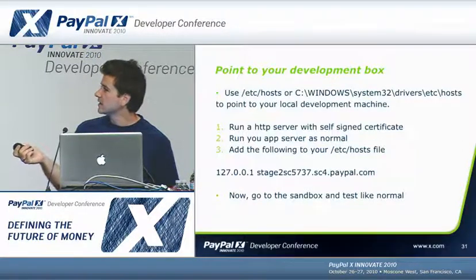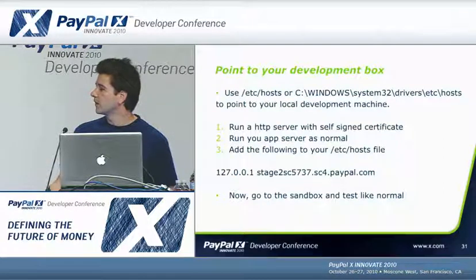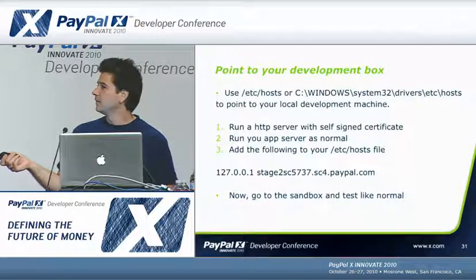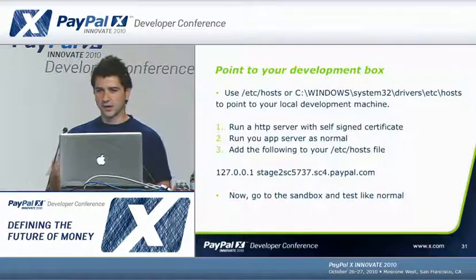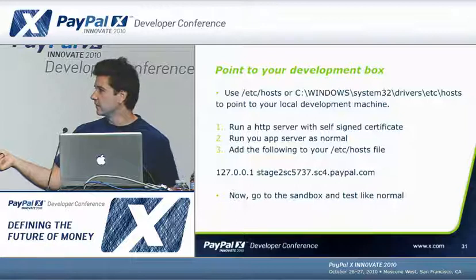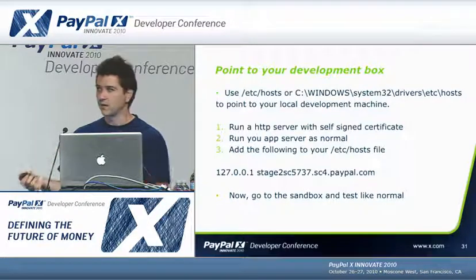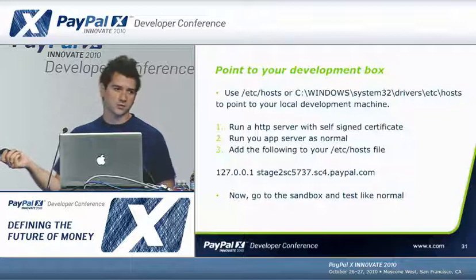So pretty much what I did is you just look at the iframe, and the iframe is stage2sc5737.sc4paypal.com. So I just went in my /etc/hosts file and said, okay, ignore DNS and instead point this to my localhost. So they're still serving it up, and the iframe is going to say stage, this long domain here. But what will actually happen is it's pointing to localhost, and so then you can just make your tweaks and do really fast turnaround changes. And then when you're done, you just delete that line and publish it up to your production server, and it all is good.